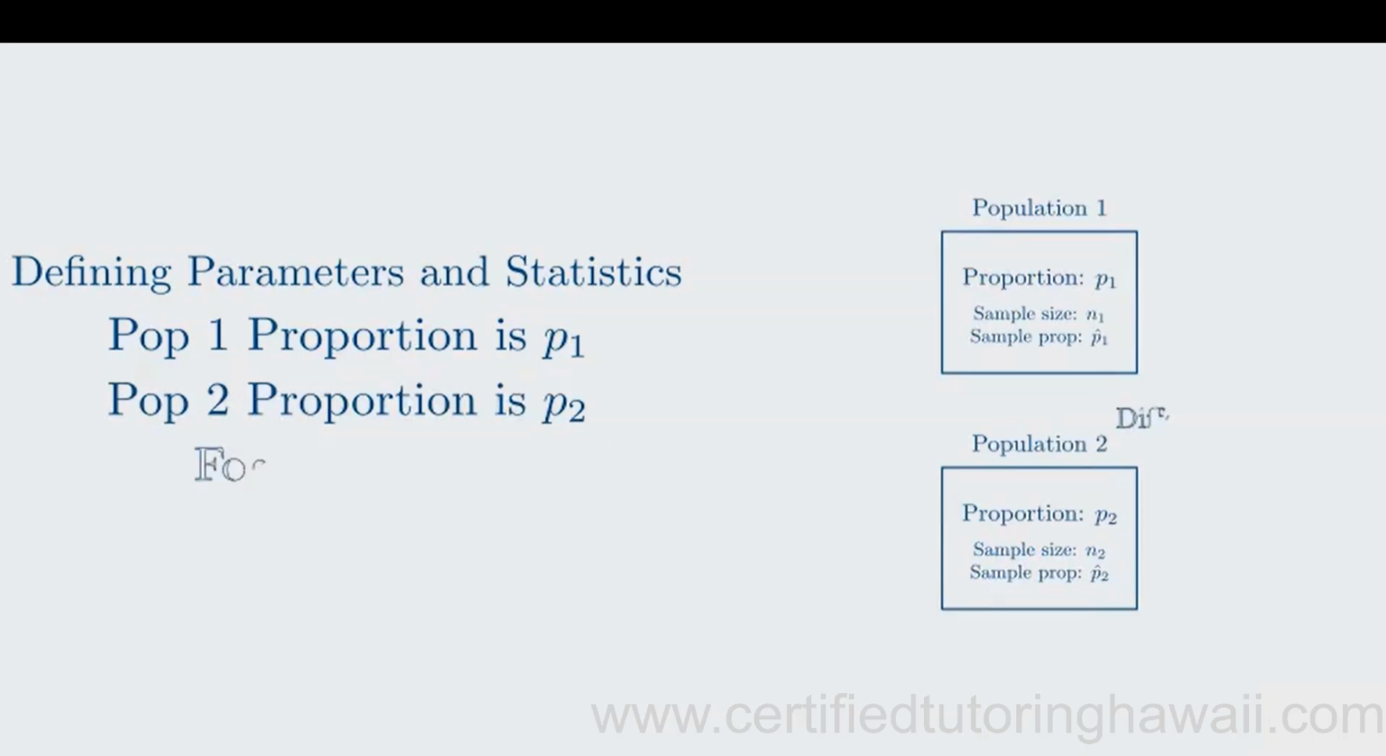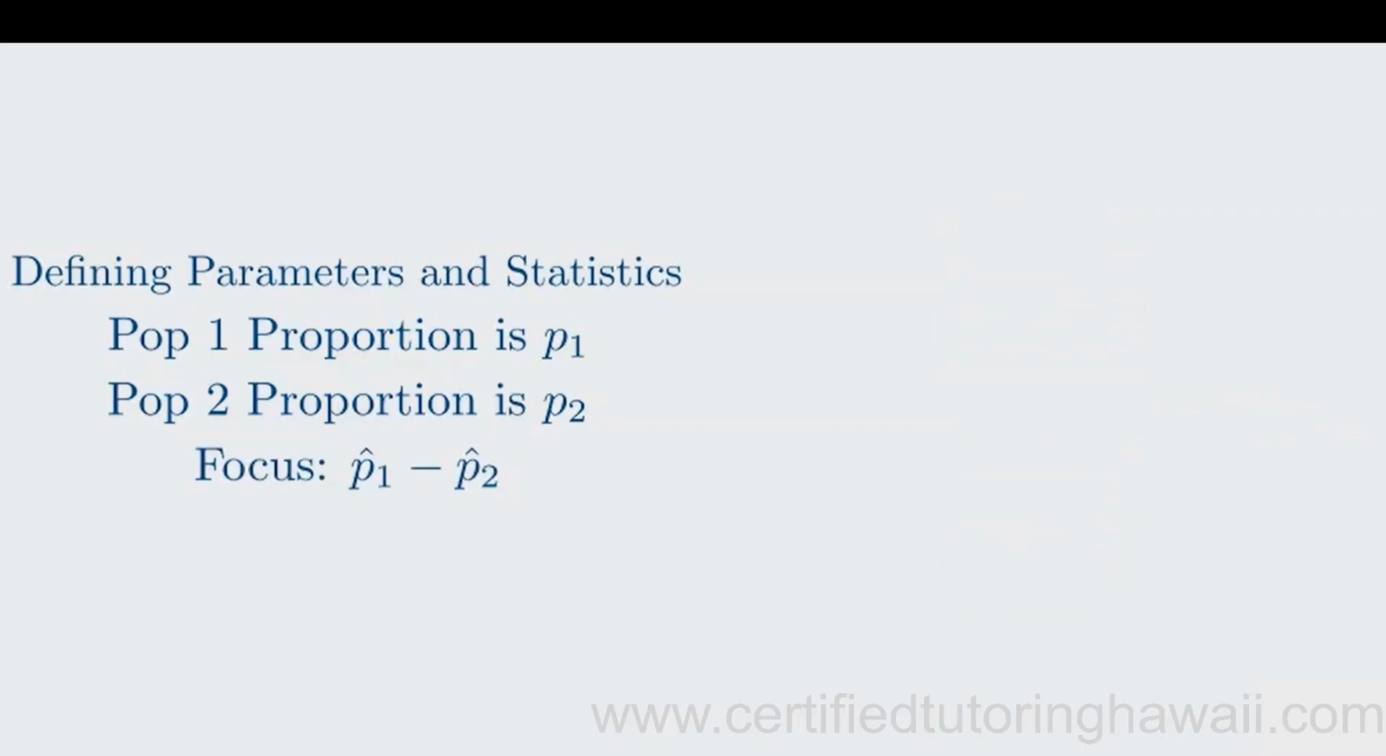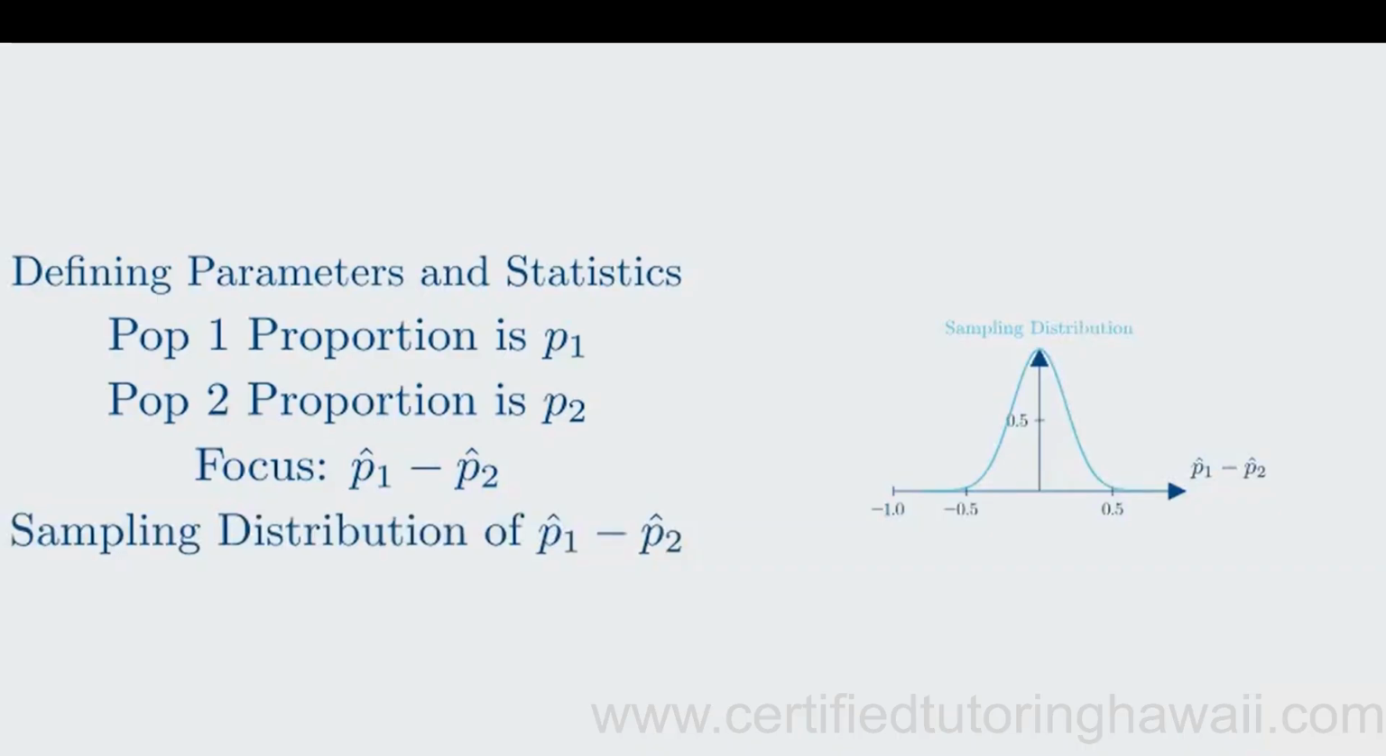The focus of this lesson is the behavior of the difference between these two sample proportions, P hat 1 minus P hat 2. If we took every possible pair of samples from these two populations and subtracted their proportions, the resulting values would form what we call the sampling distribution for the difference between sample proportions. Understanding the center, spread, and shape of this distribution is what allows us to make statistical inferences.